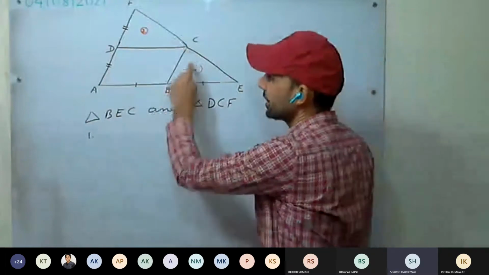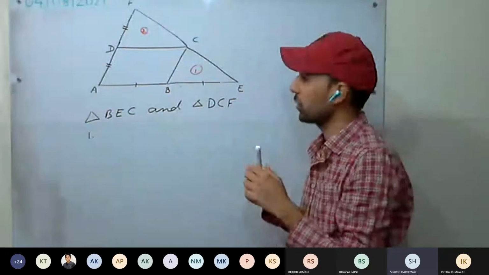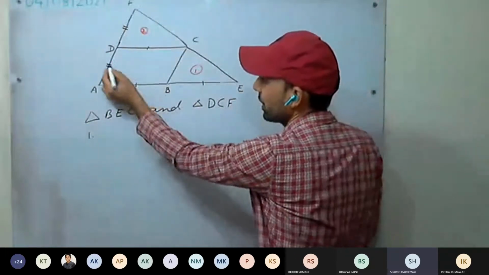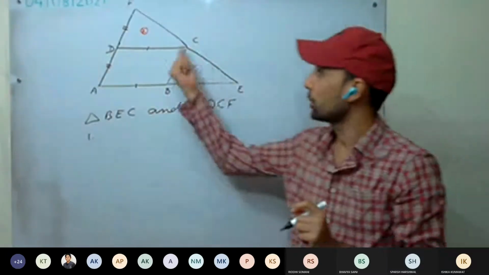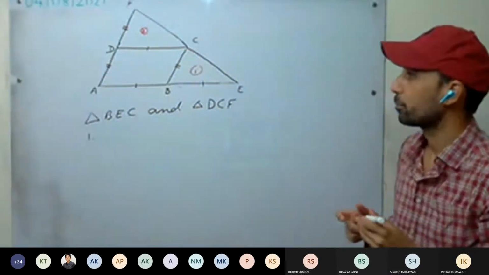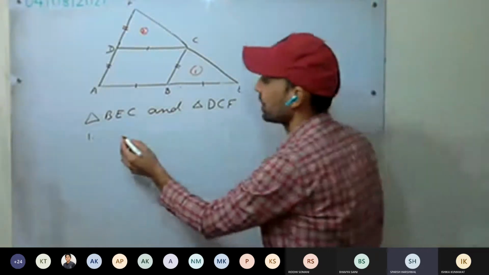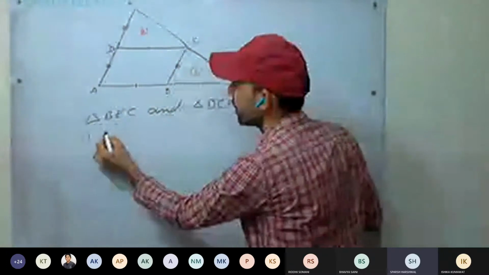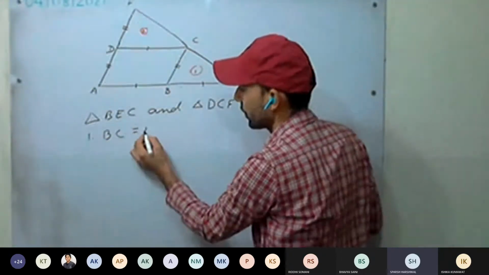ABCD is a parallelogram. Always remember the properties of a parallelogram. In a parallelogram, opposite sides are equal. These two will be equal, and these two sides will be equal. This will be equal to this one. So now BC equals AD, and AD equals DF. So BC equal to DF.